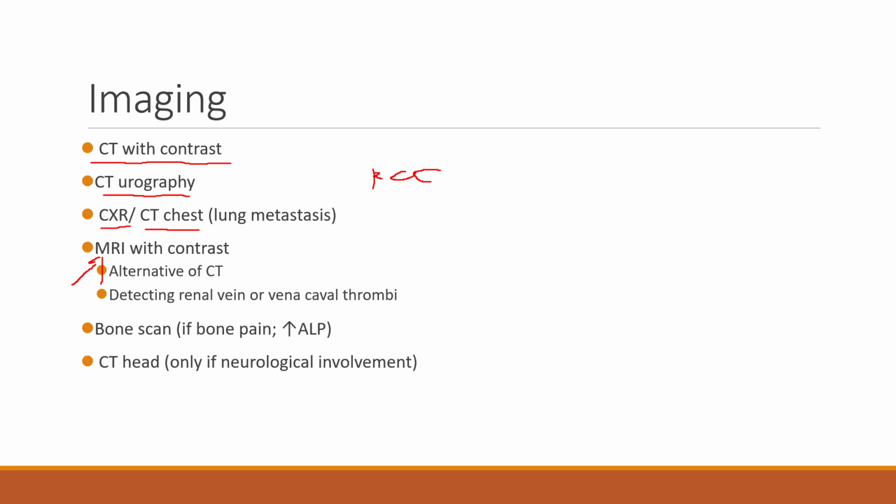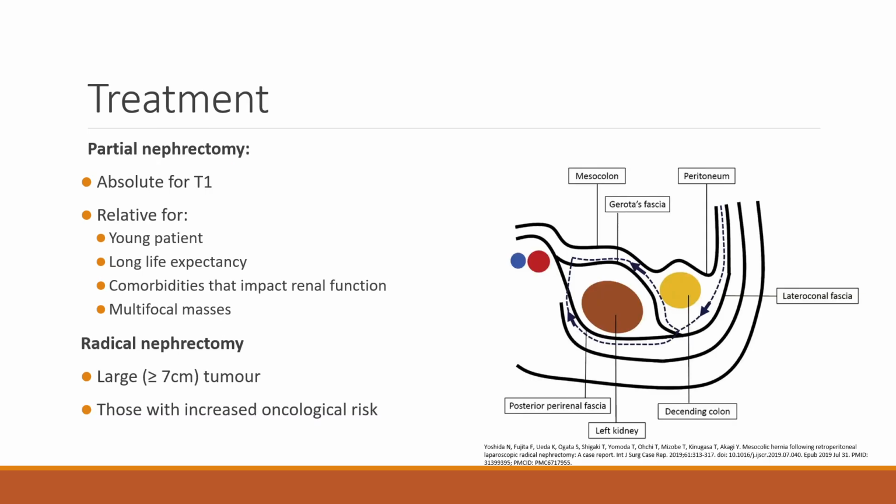So yeah, this is what happens in the lab tests, but still, the most important thing for your diagnosis is the imaging. So for the treatment, when there's a tumor, you always think of surgery. So there's partial nephrectomy or radical nephrectomy. The indication for partial nephrectomy is T1, which means the size of the tumor is less than 7 centimeters, or there's a young patient or a patient with long life expectancy.